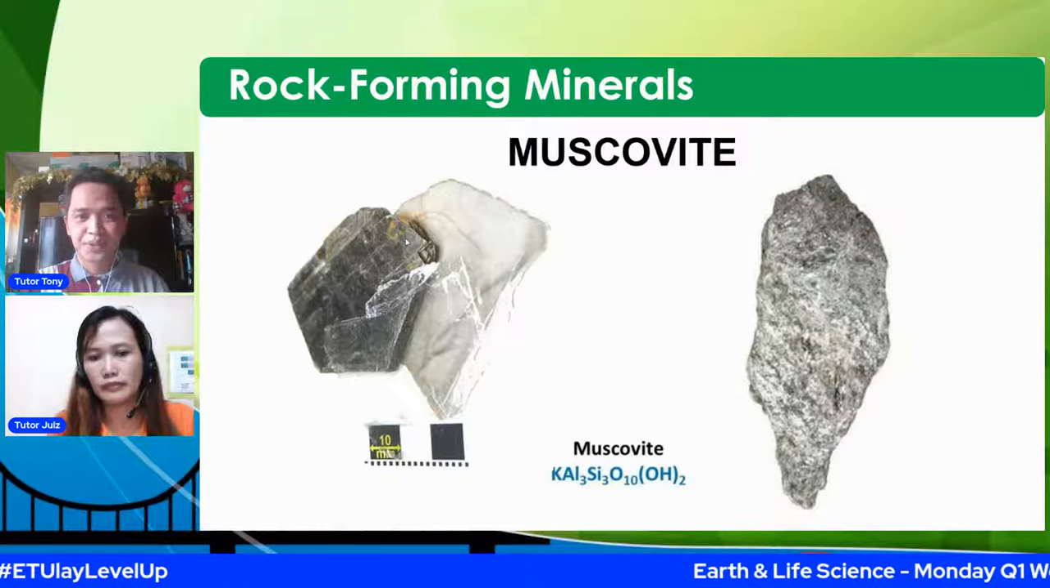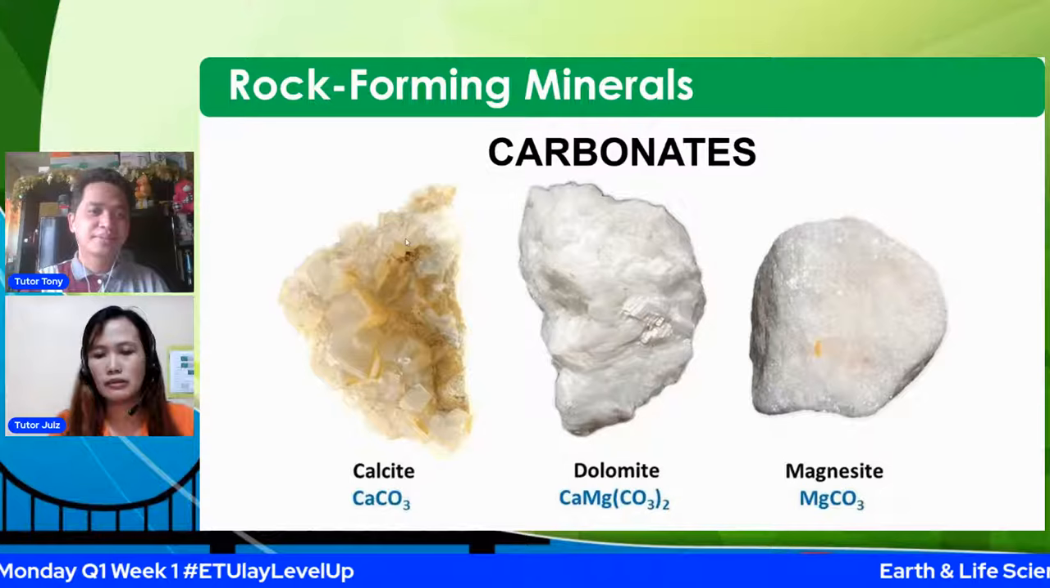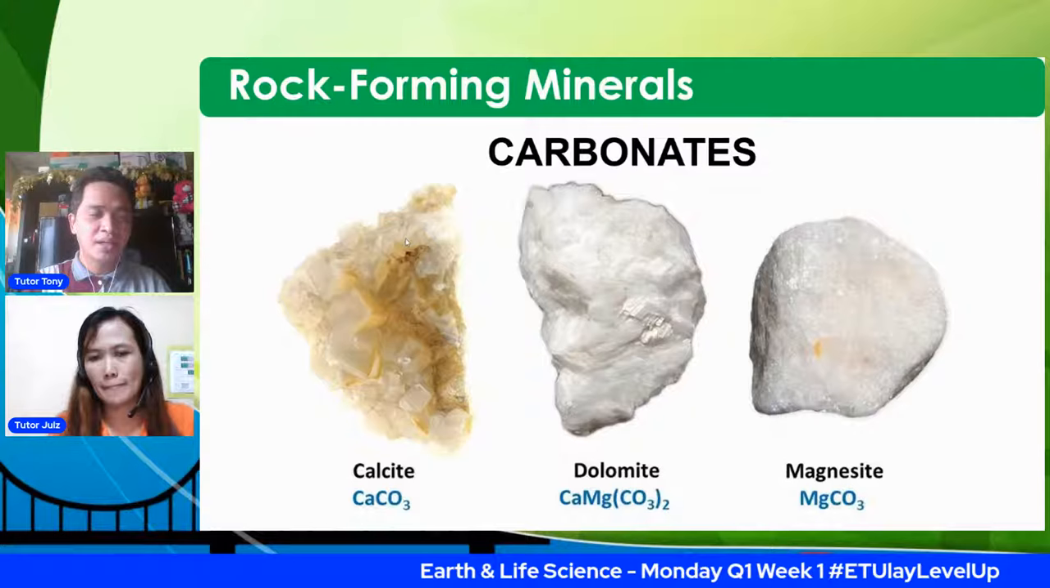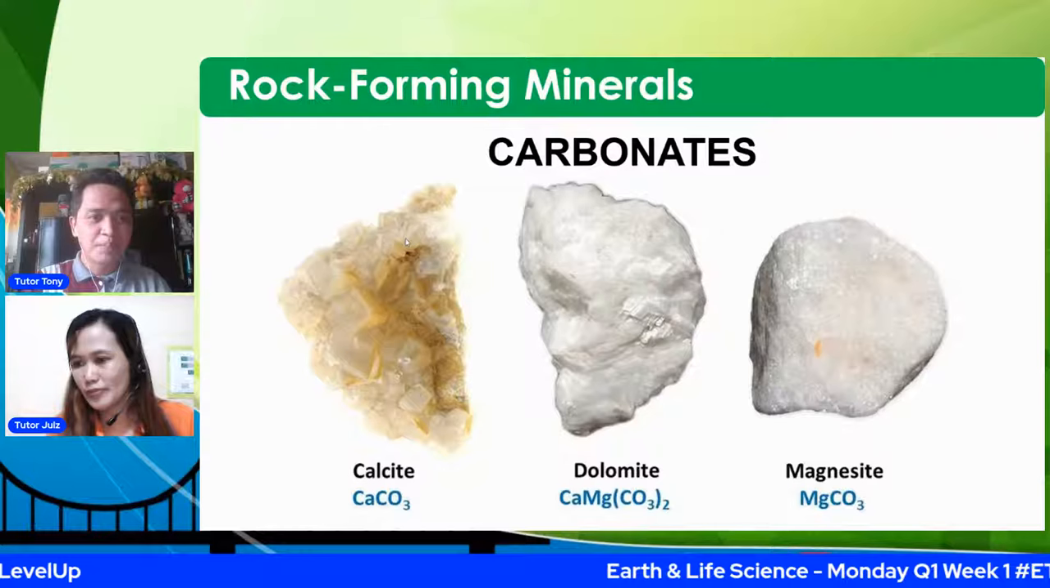And we have the carbonates: calcite, the other form of carbonates, known as calcium carbonate, and dolomite. Familiar tayo sa dolomite, ma'am, di ba? Sila yung hinarvest na mga minerals, tapos inilagay sa Manila Bay, yung dolomite, di ba? So we also have magnesite. So these are forms of carbonates made up of different kinds of elements like calcium, carbon, oxygen, magnesium.